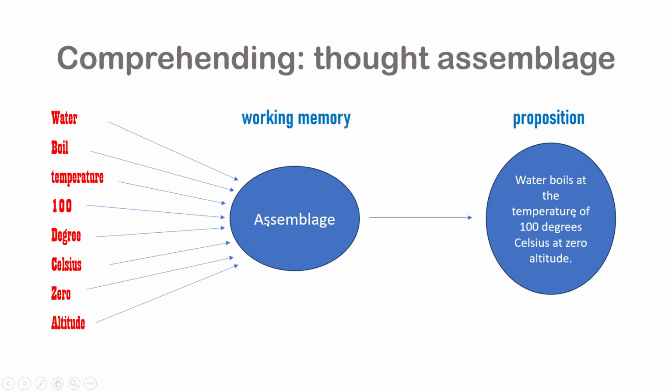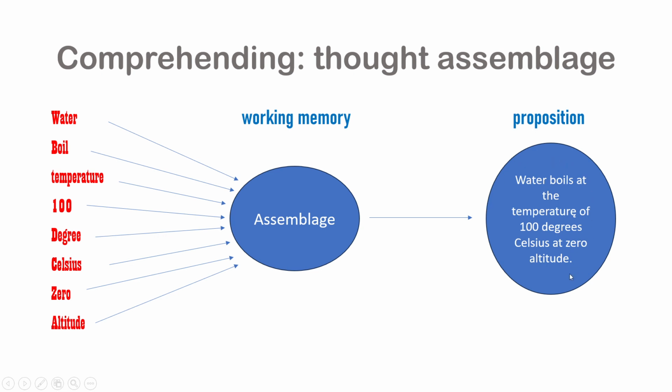And what happens in your working memory is that you assemble a meaningful thought, a meaningful unit of knowledge, from what you have just heard. And as a result of this cognitive labor, a proposition is built. A proposition is like a thought. These are your thinkings. Water boils at the temperature of 100 degrees Celsius at zero altitude.